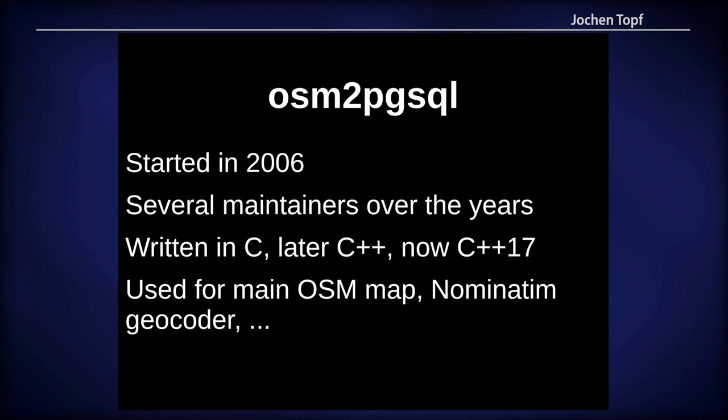Osm2pgsql started in 2006 and had several maintainers over the years. First written in C, later C++, now it's C++17 or a more modern version of C++. And it's used in many places in the OSM ecosystem. If you go to openstreetmap.org, the map that you see there, osm2pgsql is behind that. If you do a search on openstreetmap.org, the search engine Nominatim is behind that, which also uses osm2pgsql behind the scenes.